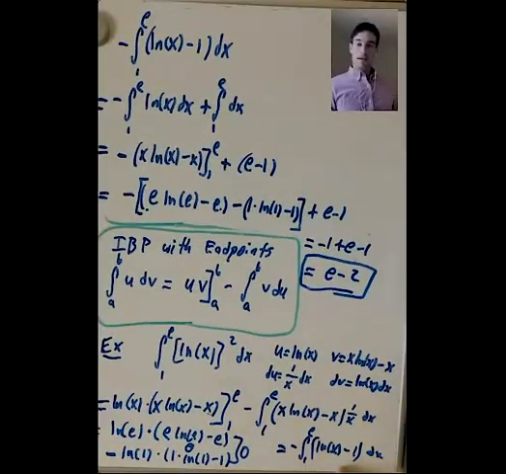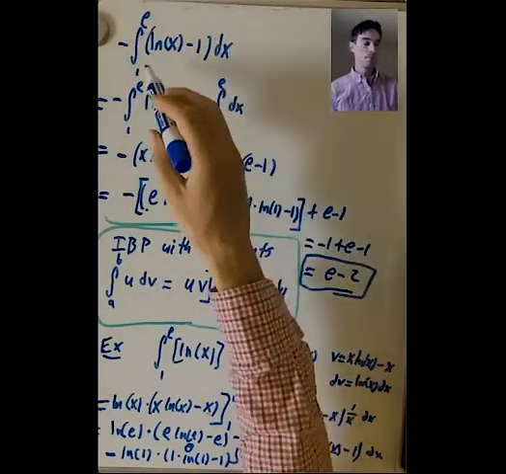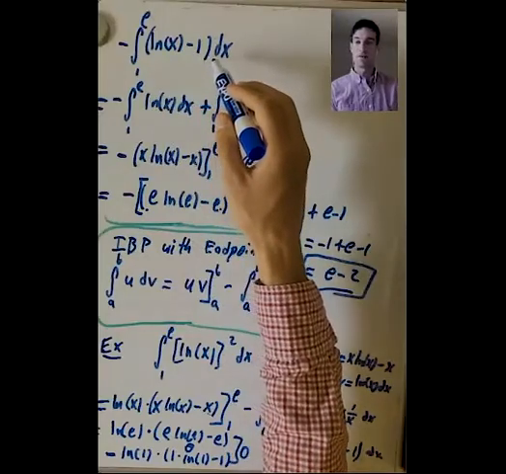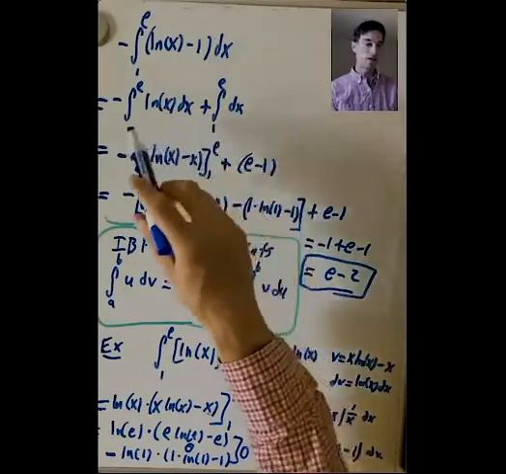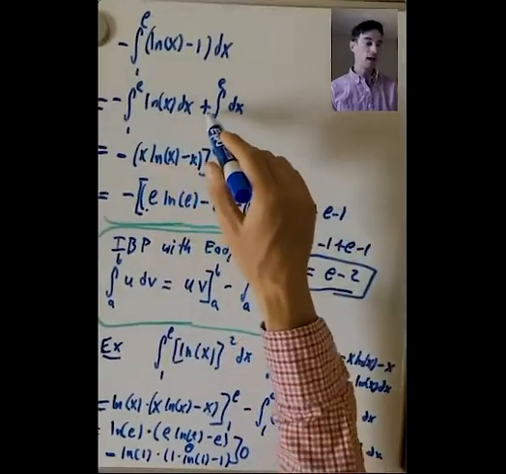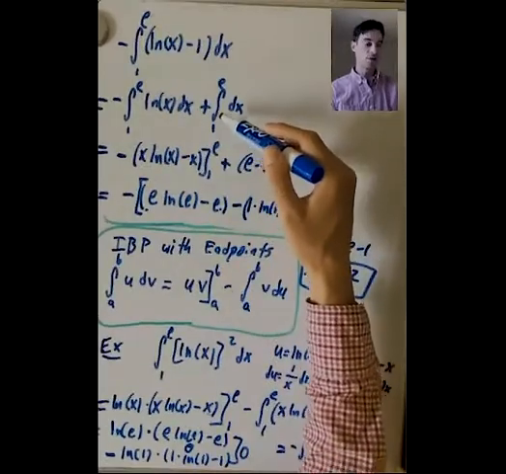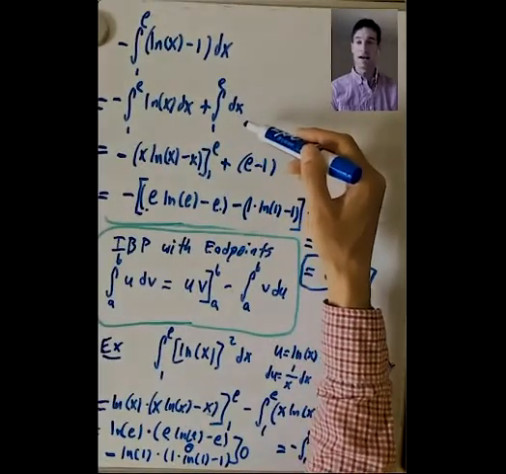Our goal is to compute this integral at the bottom, negative integral from 1 to e of natural log of x minus 1 dx. I've rewritten it larger up here. We can rewrite this integral of a sum of two functions as the sum of the integrals. We have minus integral from 1 to e of natural log of x dx plus, this minus 1 cancels with this minus 1, the integral from 1 to e of 1 dx.